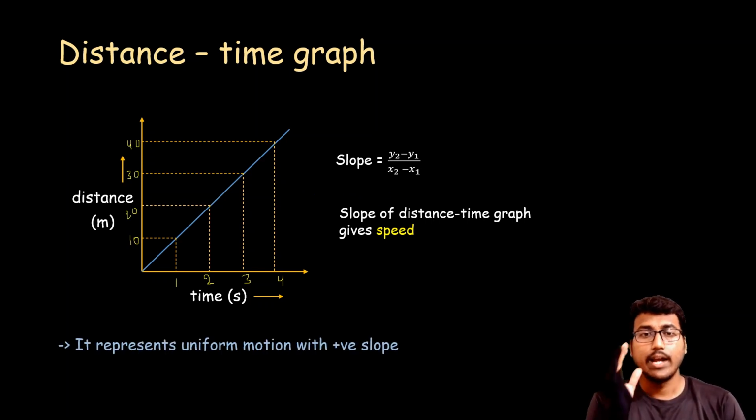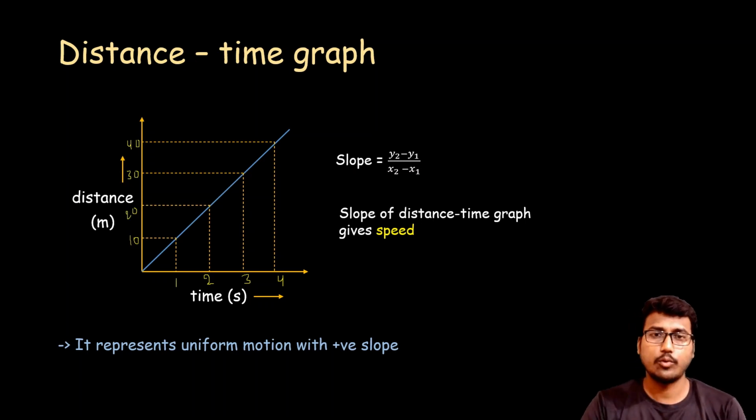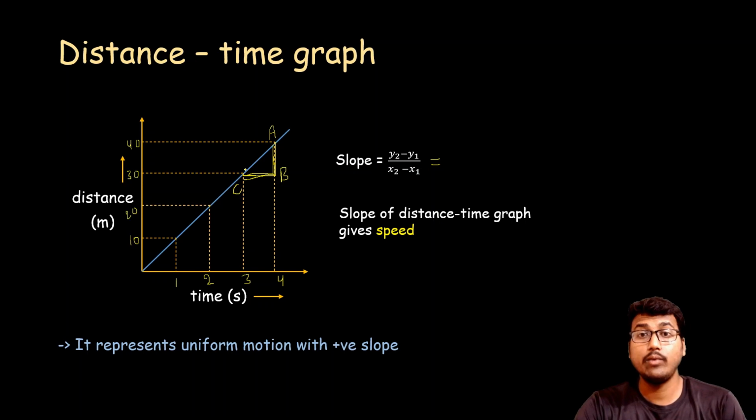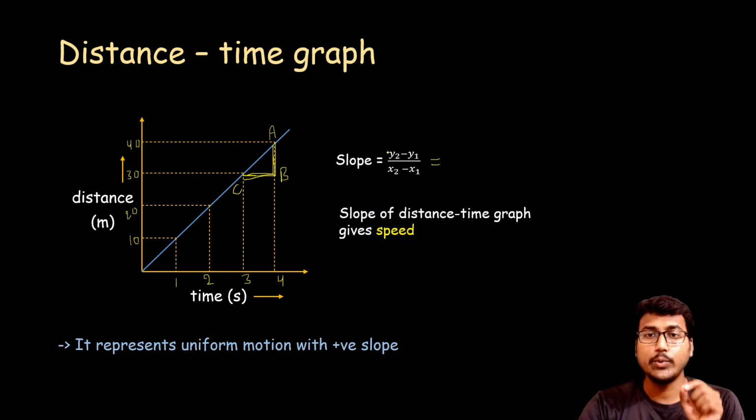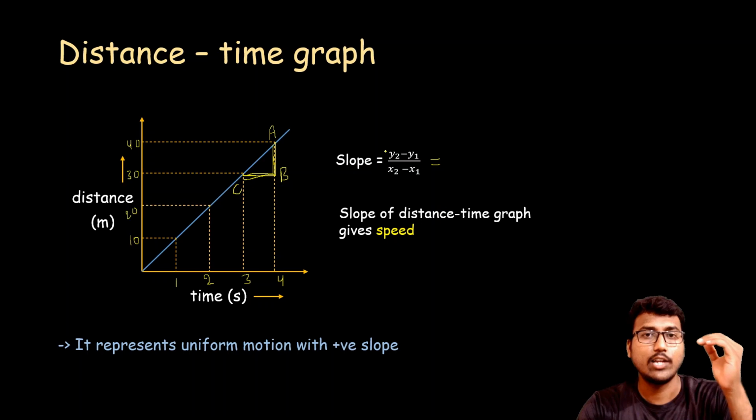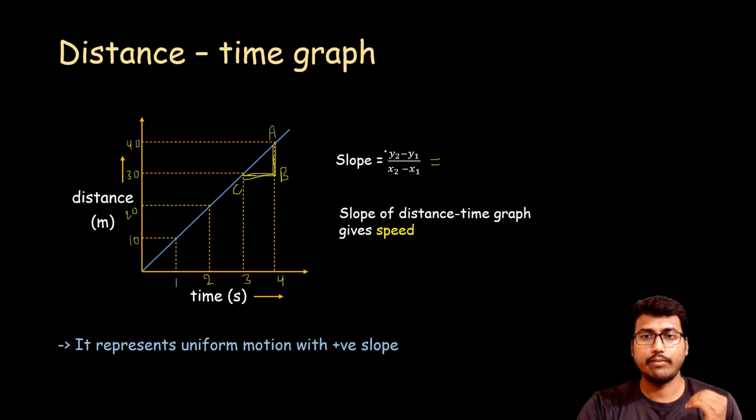Next, we have this graph. It represents uniform motion with a positive slope. How is it a positive slope? Consider any one triangle, from here to here. Let us consider A, B, and C. The slope says y2 minus y1 by x2 minus x1. In this situation, what will be y1 and what will be y2? Y means y-axis, x means x-axis. Y2 is the final y value, and y1 is the initial y value. So the final y2 value is this one, at point A.